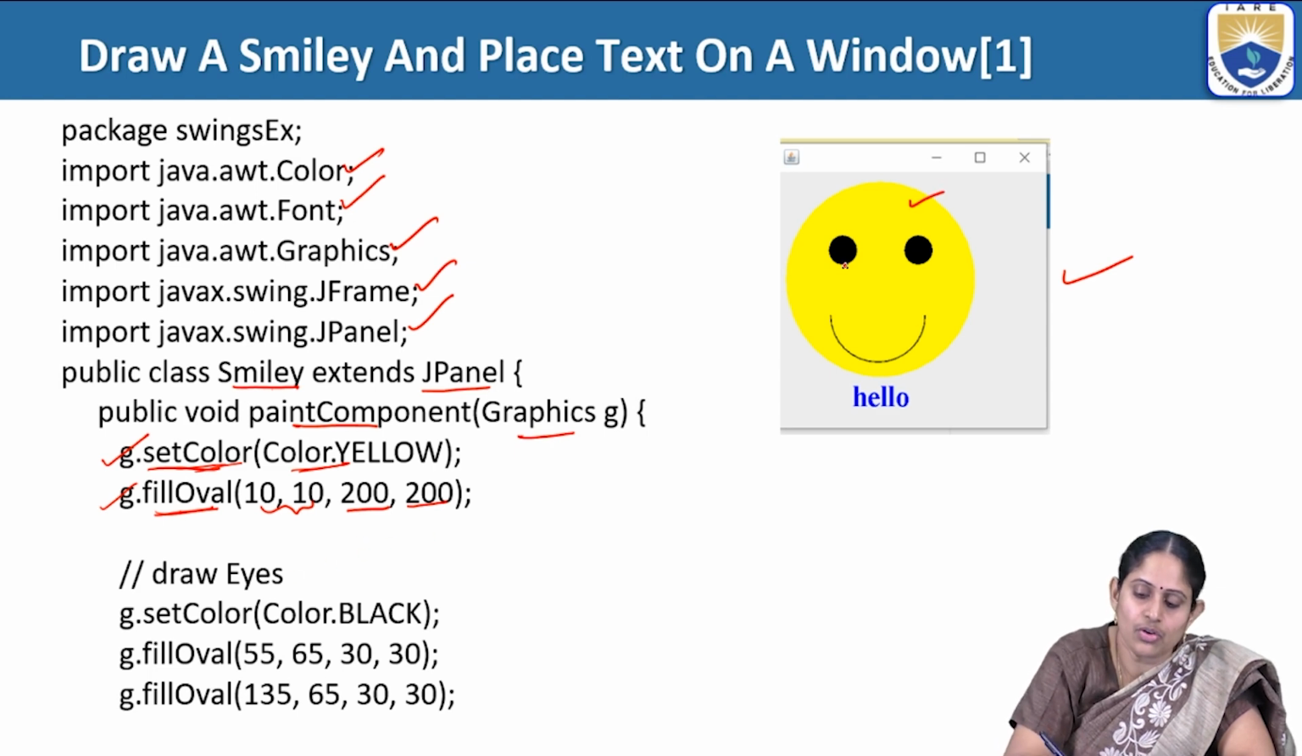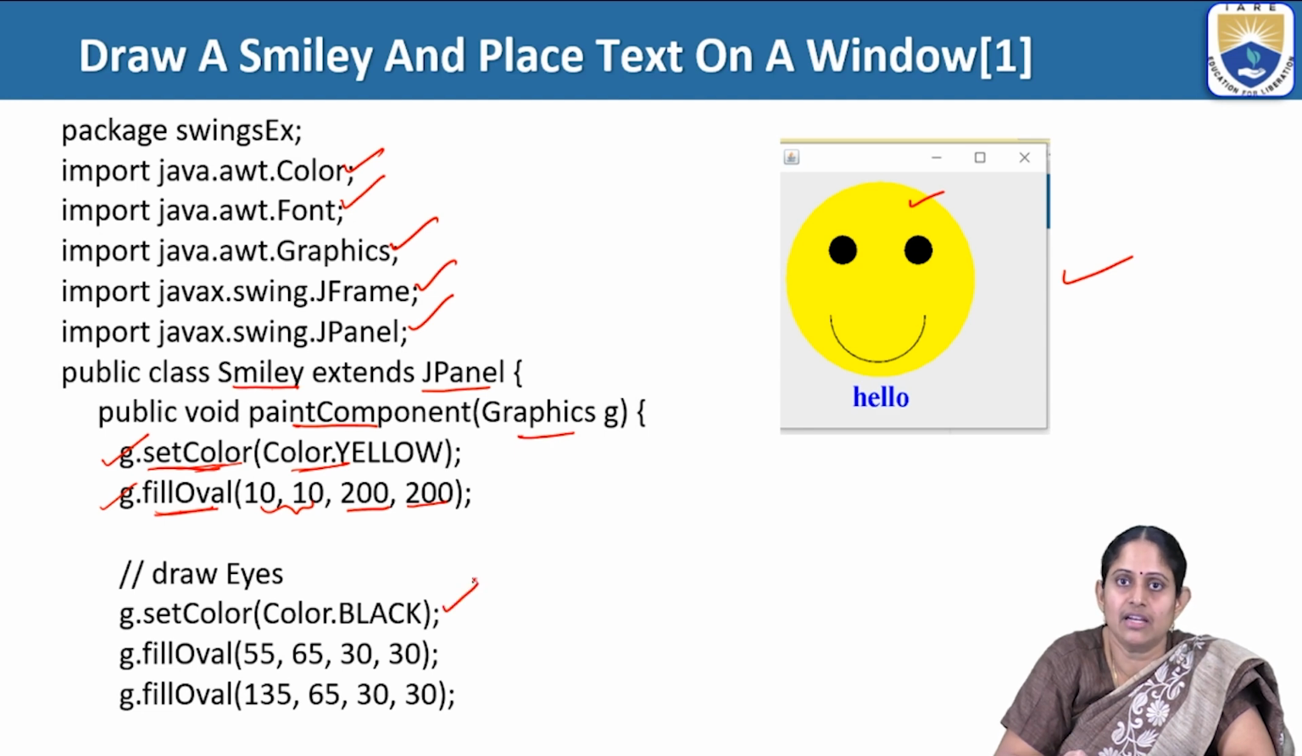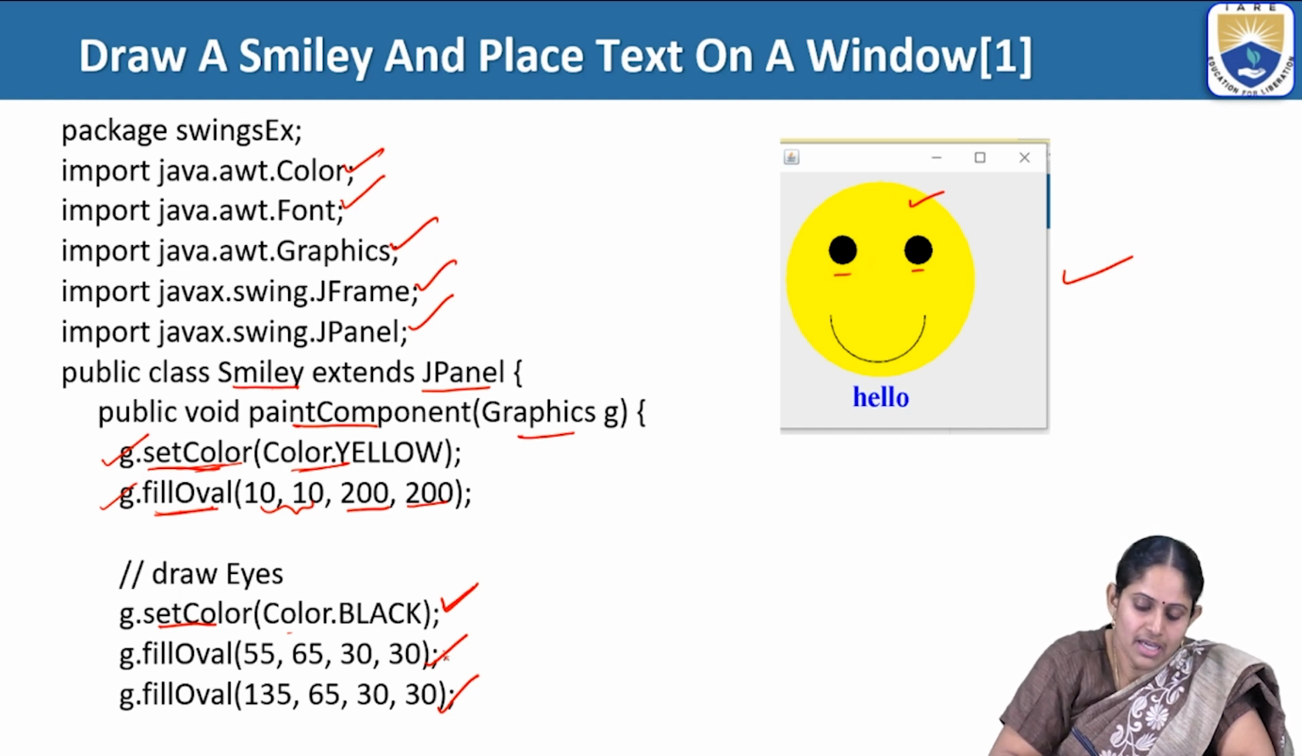Now we need to draw two circles for the eyes. So for that we have to first set the color of that object to black, since we generally have black colored eyes. So we first set the color to black using the setColor method of the Graphics class. Then we call the fillOval two times so that we will get two black colored circles. So these two circles are obtained by these two methods.